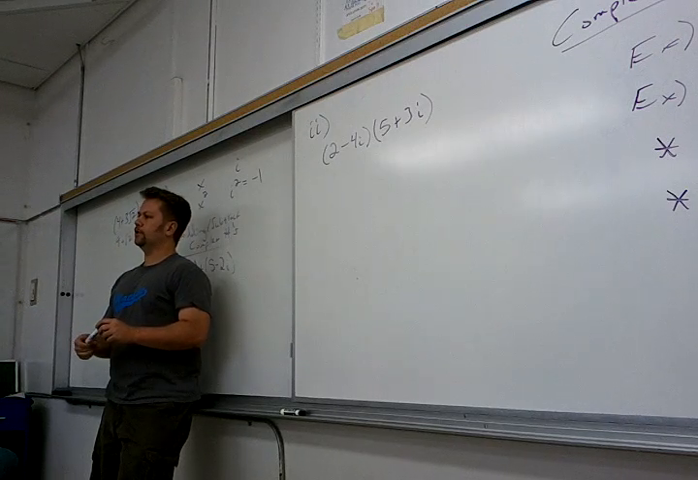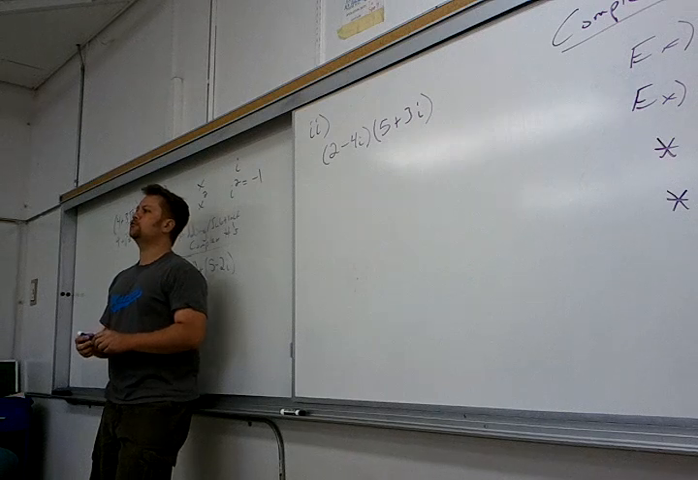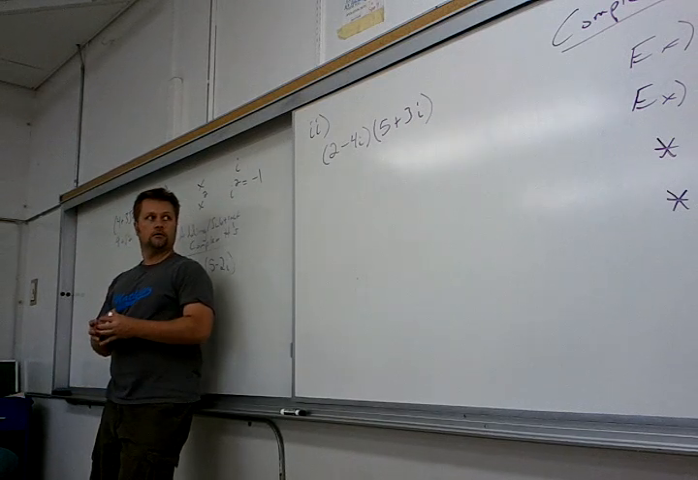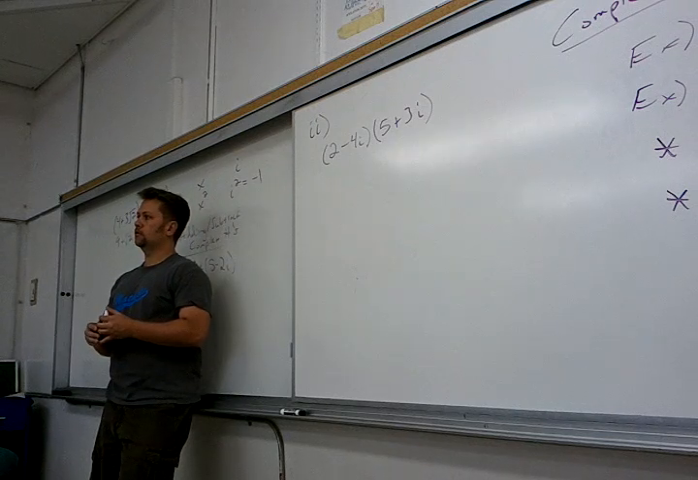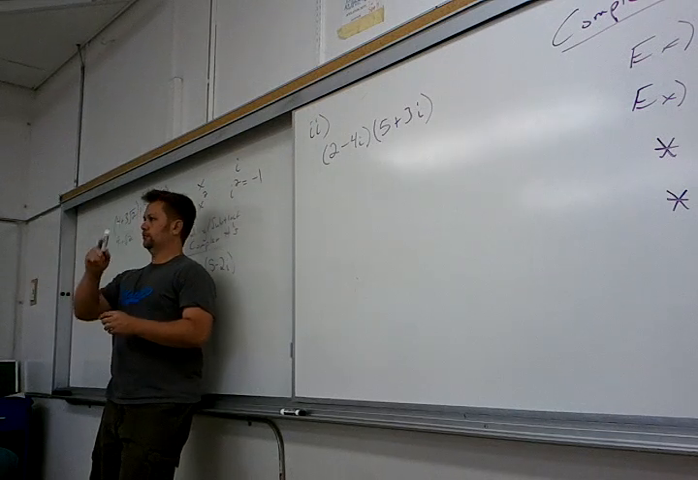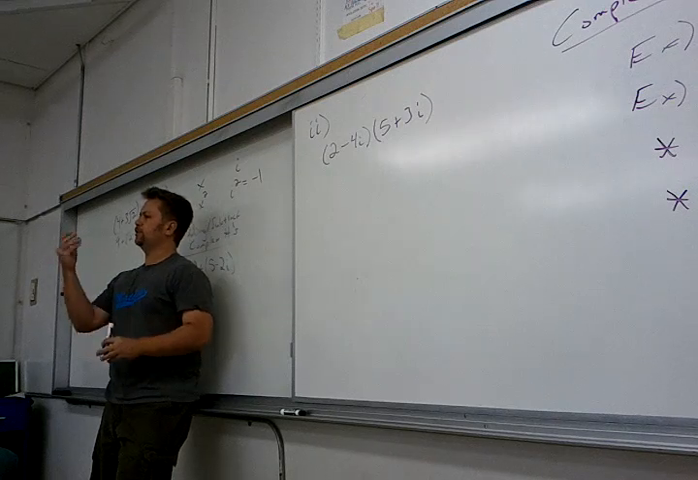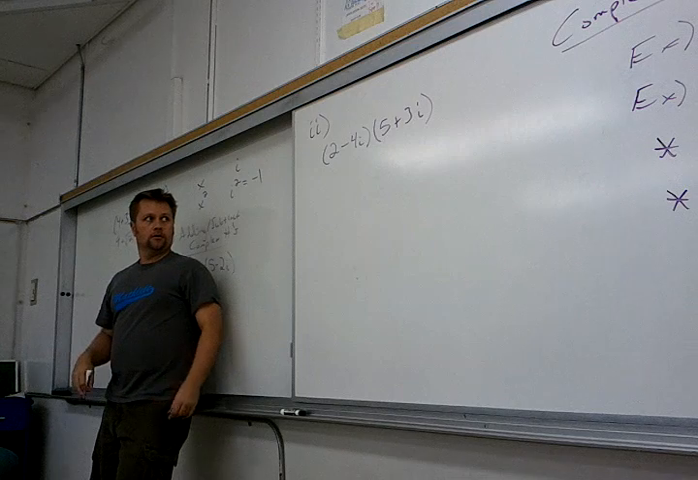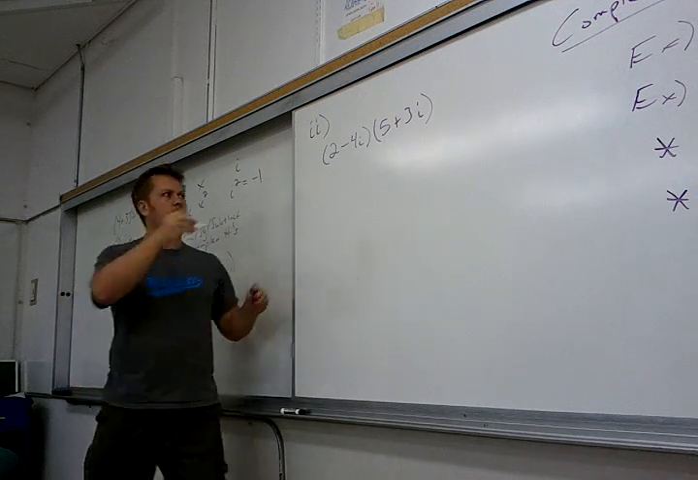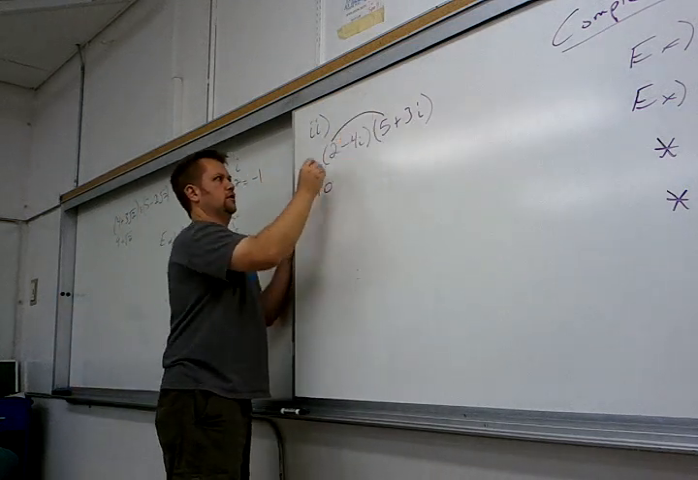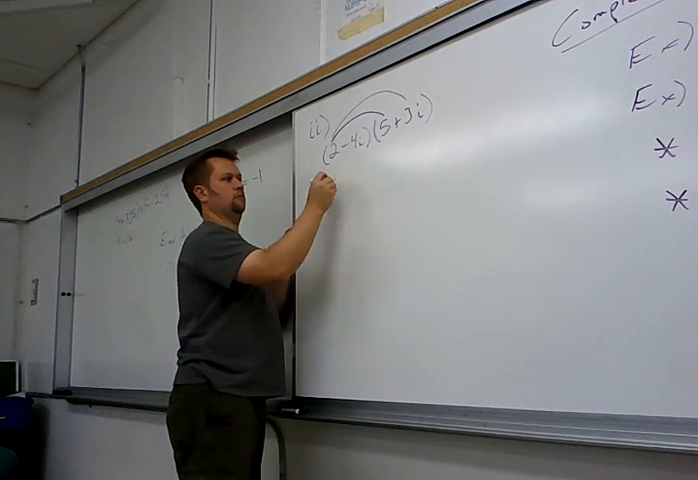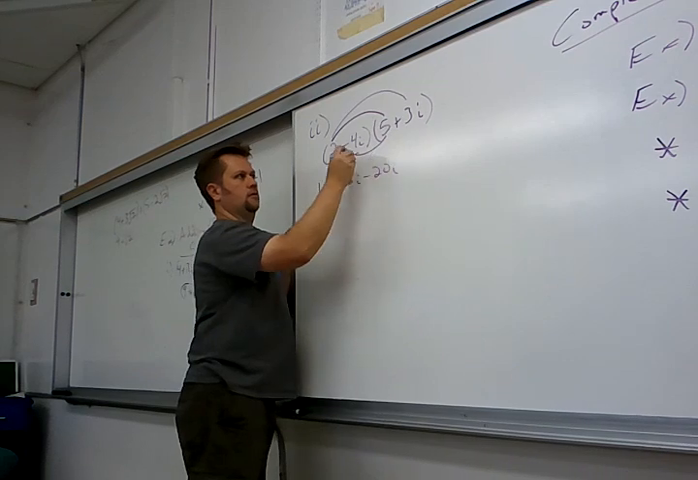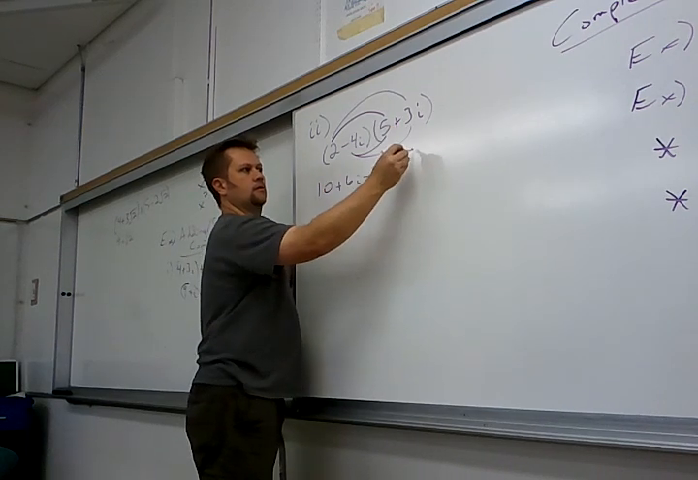Is i not equal to -1? i is equal to the square root of -1. See, that's why we're replacing it with i. It's easier to keep track of i than the square root of -1. So what do I get? I get 10 minus 6i plus 6i, sorry, minus 20i, minus 12i squared.